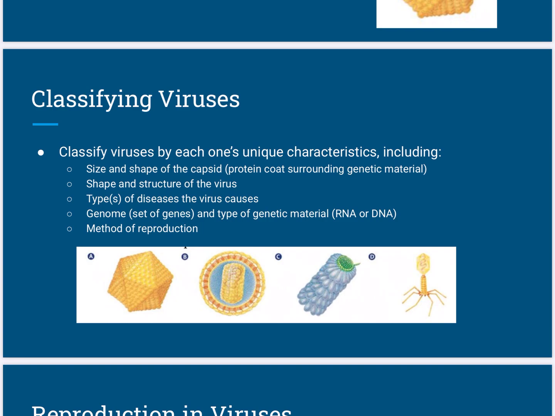They also cause different types of diseases, like polio and HIV. Inside their genome, or their set of genes, is the genetic material of RNA or DNA, so that can be sequenced for analysis and classification as well, and the way that they reproduce. So you can see this is similar to what we've talked about with the other things: the structure, their genetic material, how they reproduce.